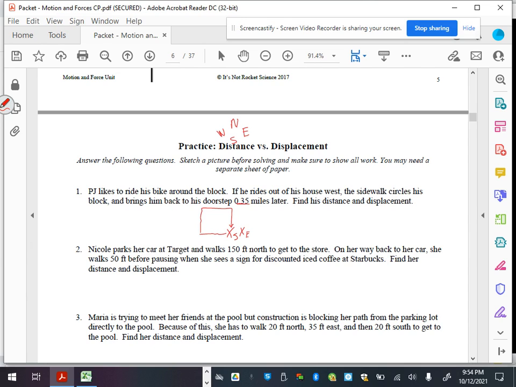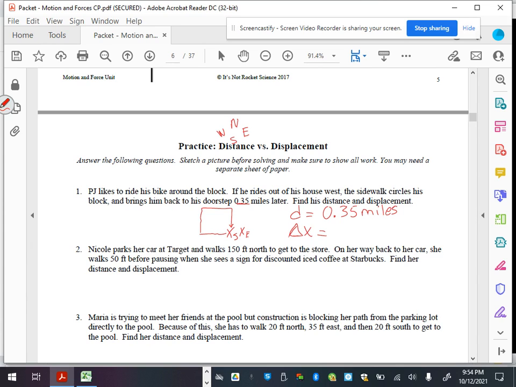0.35 miles. So distance and displacement. For each one of these, I need a D and I need a delta X. So you always want to have those ready to go. So your distance, pretty easy. It's actually just given to you right in the problem. 0.35 miles. Again, how far did he actually walk or bike?